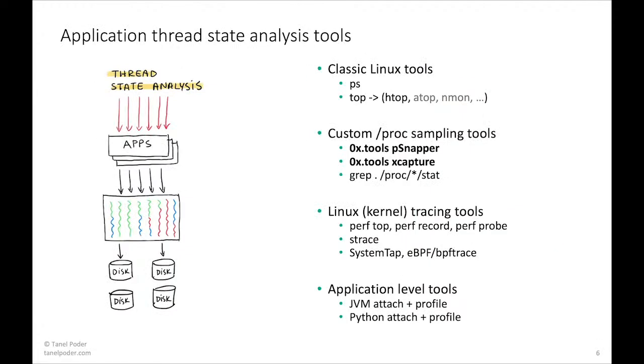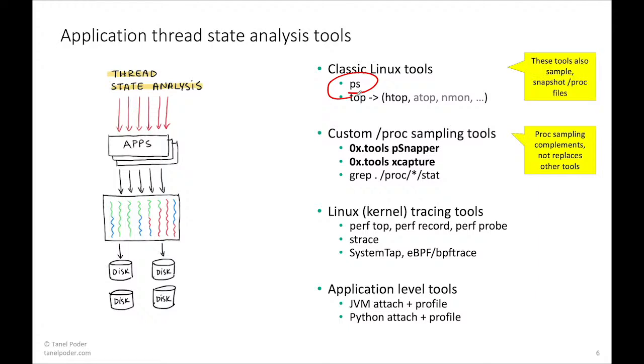Again, I'm not saying that this sampling will replace everything else. Absolutely not. These other tools will still be very useful and used every day. So proc file system sampling, or thread state sampling, complements other tools. Other tools are still going to be needed, including your database optimizer analysis tools and so on. Okay, so actually, when you run ps, the most standard tool of them all, ps also reads the proc files, right?